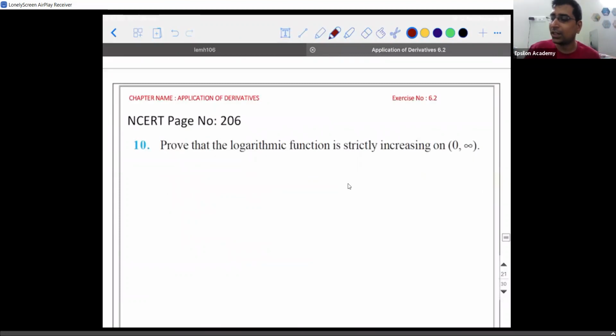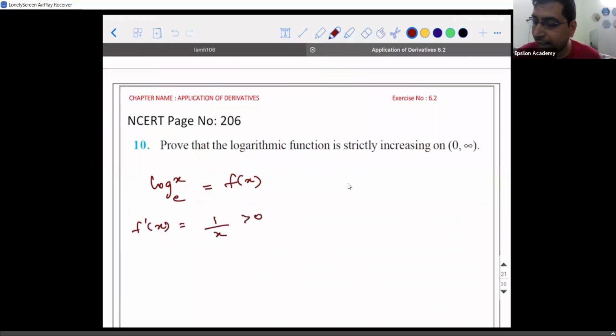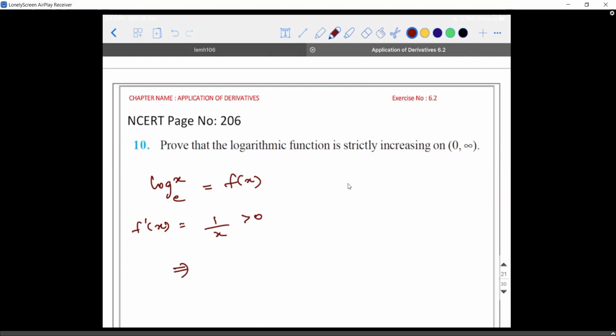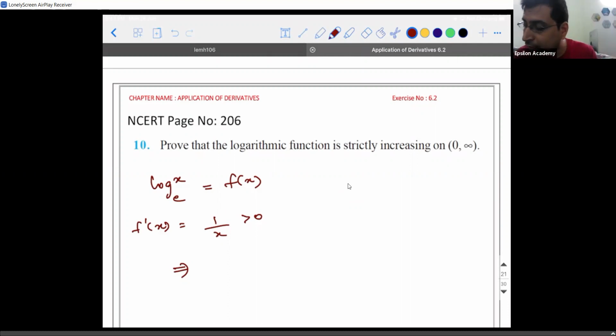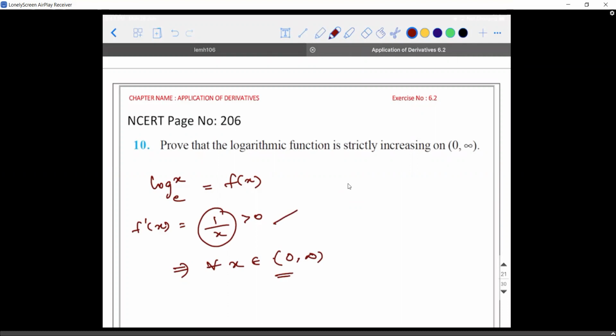Prove that logarithmic function is strictly increasing on 0 to infinity. So logarithmic function, if I take it as log x base e as f of x, then what is f dash of x? It is 1 by x. 1 by x is greater than 0, which implies, now you know, right? 1 by x, for all values of x that is positive, that is for 0 to infinity, this is going to give you a positive value. That's it. It's a simple problem.